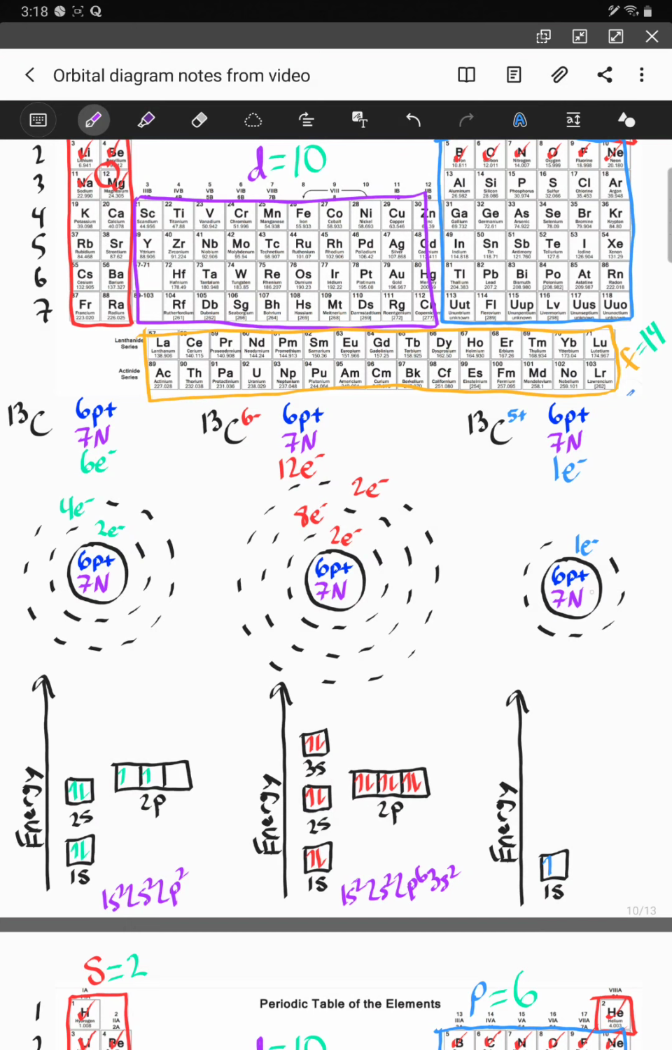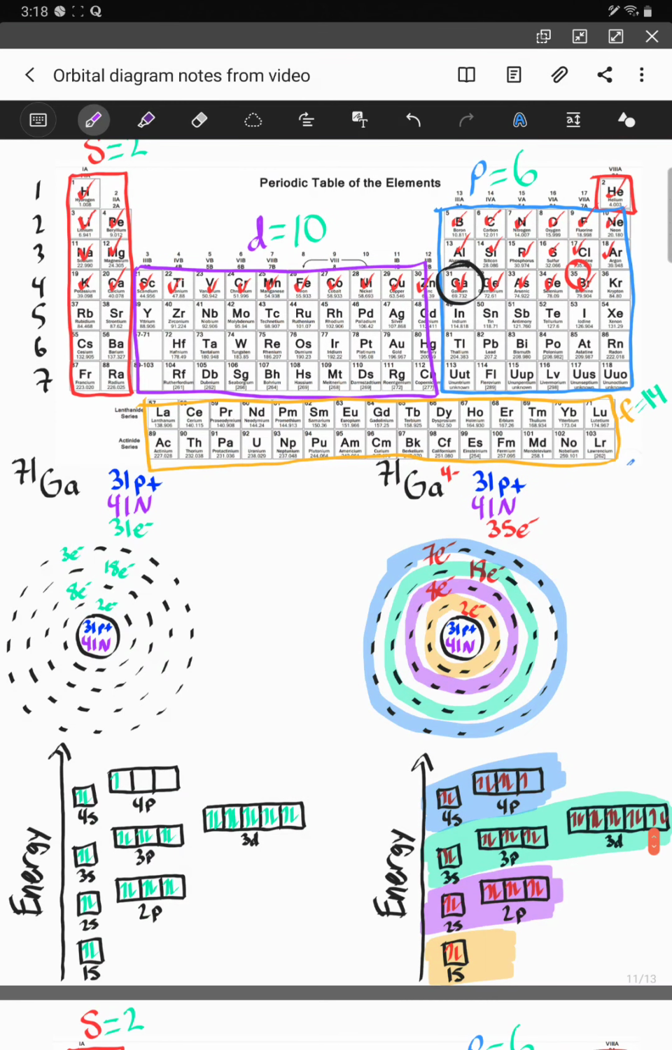This one's pretty easy on the far right. We have carbon with a +5 charge. There's only 1 electron. So we're going to write 1s, because we're in the 1s orbital, and we have 1 electron there. So we're going to write 1s, 1.